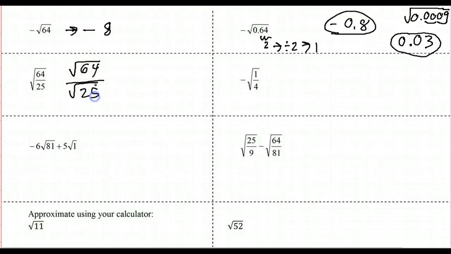to separate it. Numerator with numerator, denominator with denominator, which gives you 8/5. So what would this one be? You got it. -1/2. The leading negative you carry over. Square root of 1 is 1. Square root of 4 is 2.